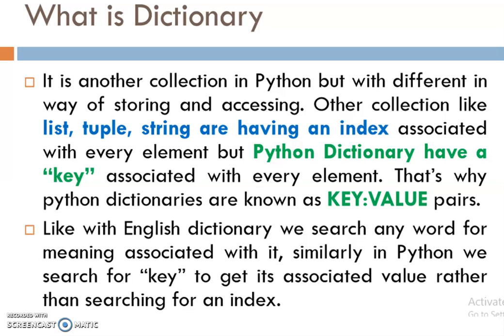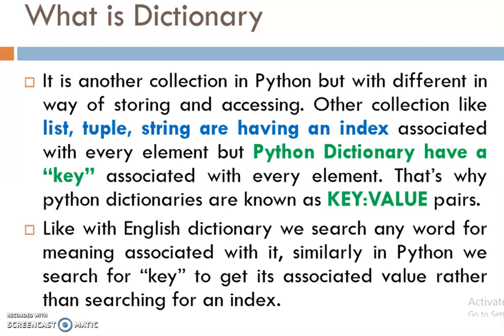A dictionary is another collection in Python, but different in the way of storing and accessing. Other collections means list, tuple, string. All these data types have their own index associated with every element. But a Python dictionary has a key associated with every element, instead of an index.